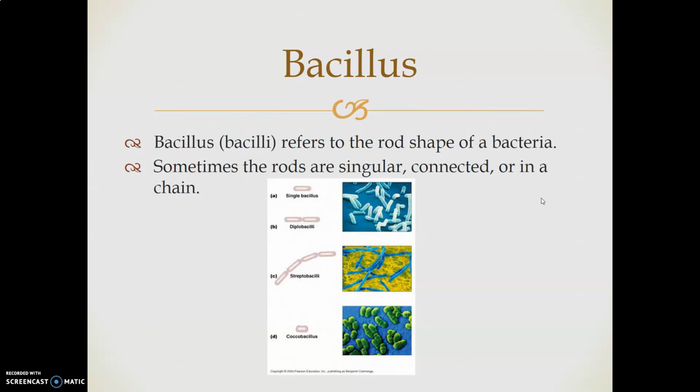First bacteria we're going to talk about, again a little bit of review, is Bacillus. That's the rod-shaped bacteria. They can sometimes be singular, or connected in a chain. But each individual rod is considered to be one bacterium. So if you look at letter A, single bacillus, that's one bacterium. Diplobacilli, that's two.